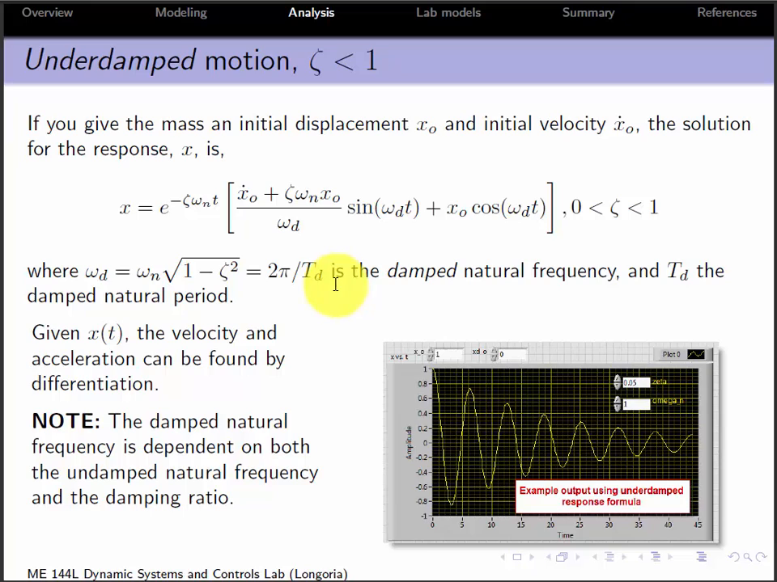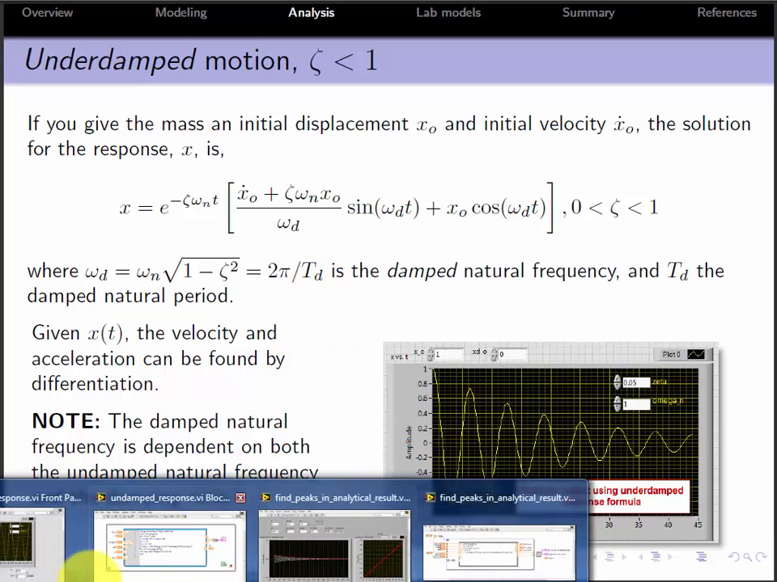And recognize that when you go into the lab and you've got an underdamped system, these are the parameters that you can measure. You can measure the damped period from a signal, say from an accelerometer. You can't measure the natural frequency, and we'll talk about that shortly.